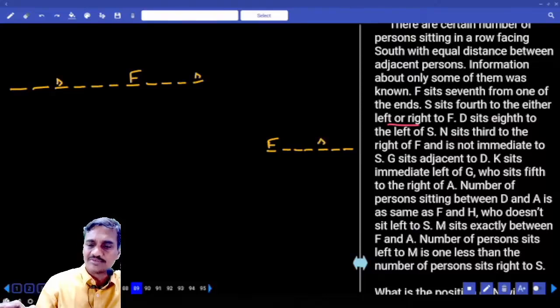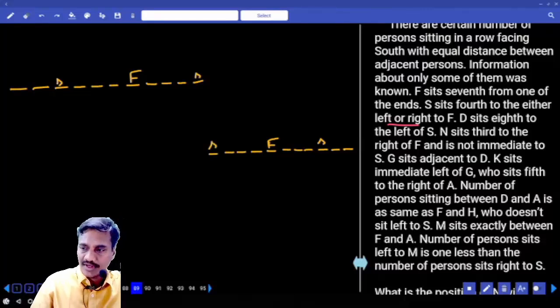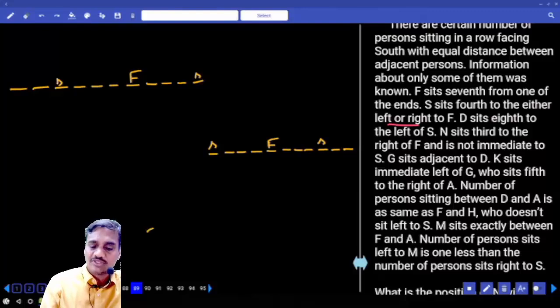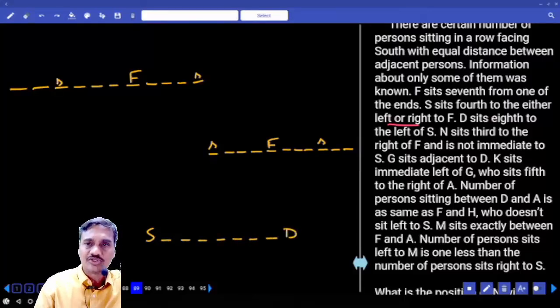Between S and F there must be exactly 3. And here again 1, 2, 3. There must be exactly 3 in between S and F. And there go S and F. And D sits 8th to the left of S. D is seated 8th to the left of S. Now in this one also D is 8th to the left of S. 1, 2, 3, 4, 5, 6, 7. D is 8th to the left of S. Isn't it? And here also we are having two different possibilities.